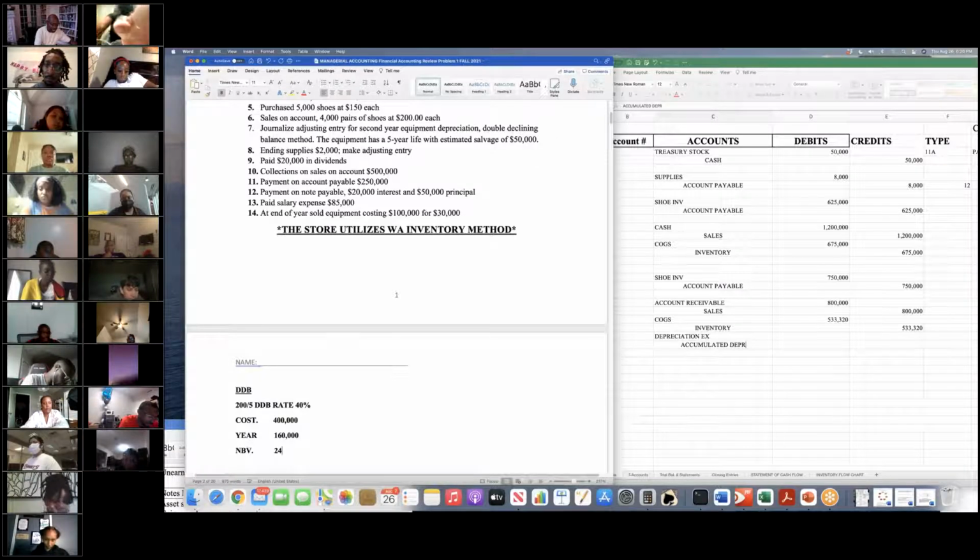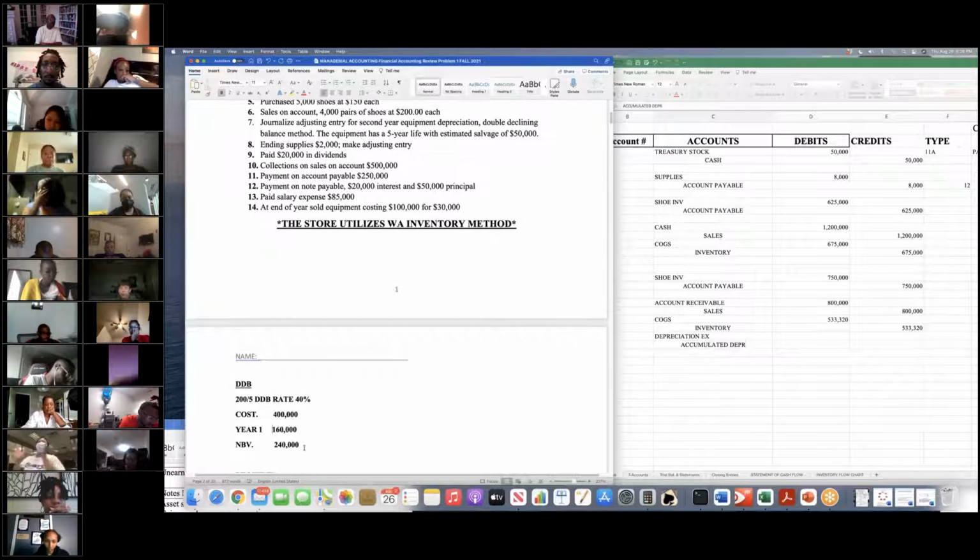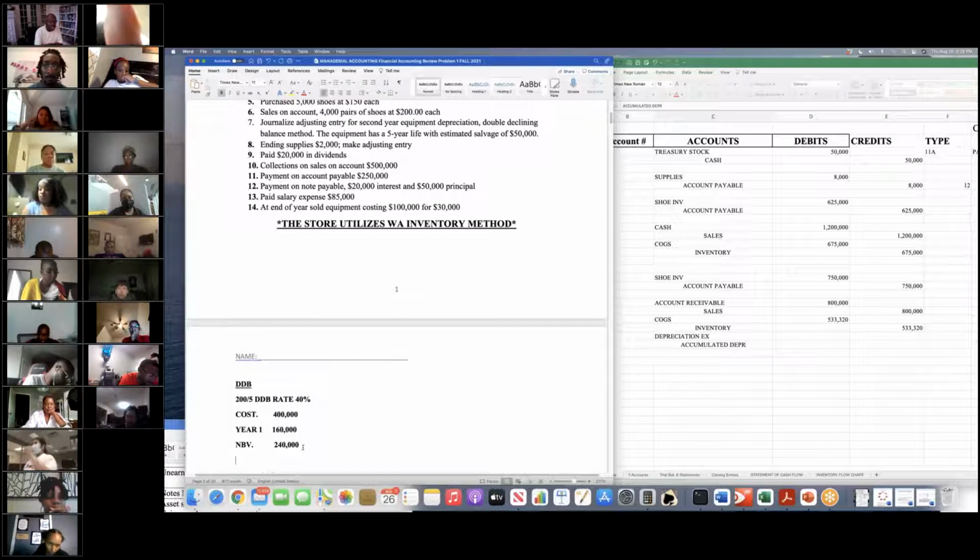That is, we had $400,000, and this needs to be year 1. The year 1 depreciation was $160,000. So when we get ready to do year 2, we're going to subtract the 160 from 400. That gives us 240,000.